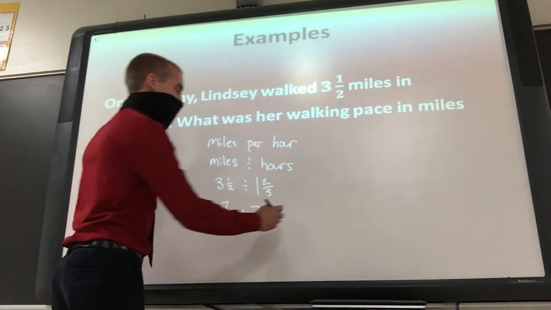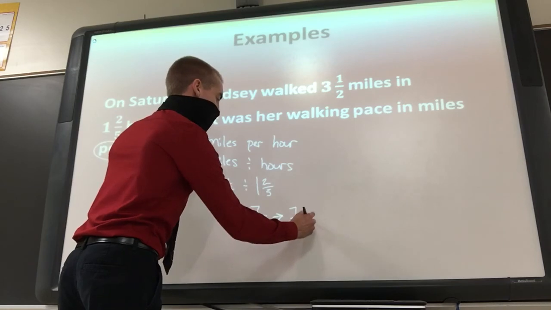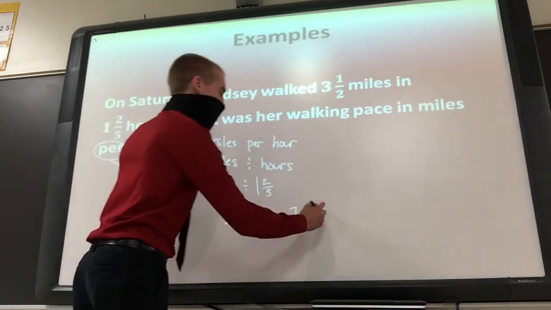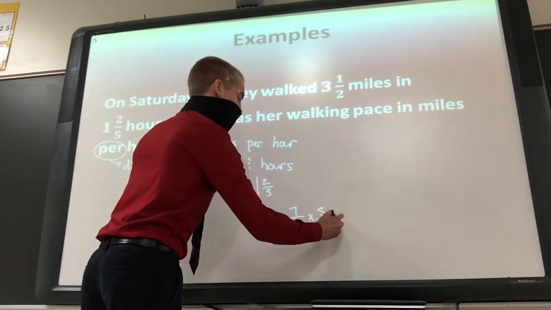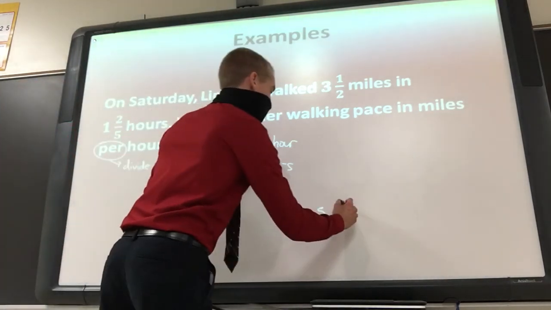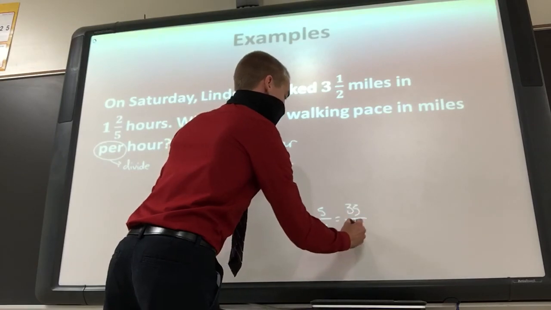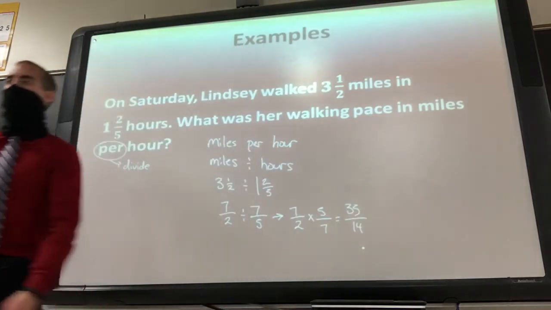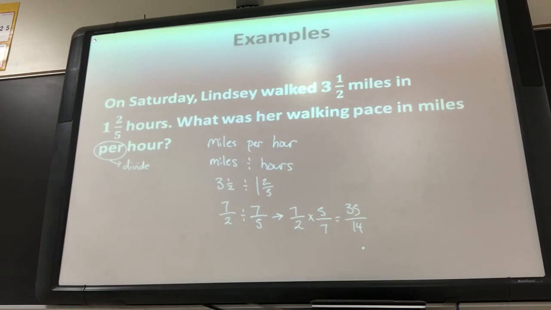It's going to become 7 over 2 times 5 over 7. And then multiply straight across. 7 times 5 would give us 35. 2 times 7 is 14. So we get 35 over 14. Okay, we need to simplify it. Can we divide 35 and 14 by the same thing? We can, yes, we can. We divide 35 and 14 by?